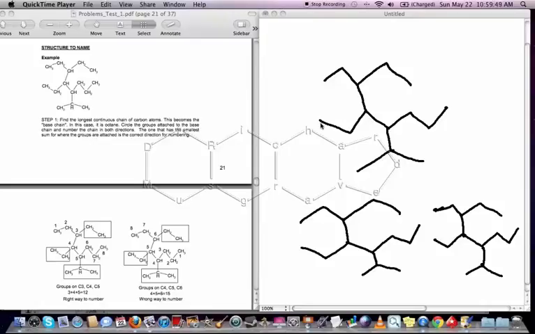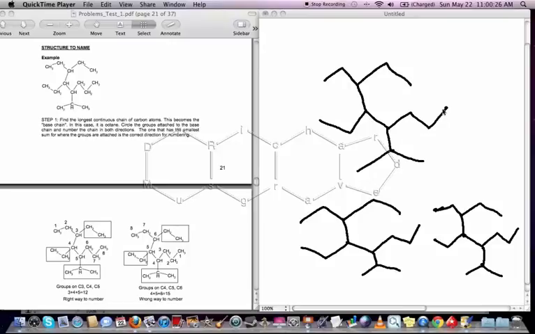And you might have a bright idea and say, okay, here's the base chain: 1, 2, 3, 4, 5, 1, 2, 3, 4, 5, 6, 7. But 7 is not the longest possible base chain you could have. You can't go up here, 1, 2, 3, 1, 2, 3, 4, 5. That's not going to work. So what we've got to do is wind our way through the compound. Maybe start up here, 1, 2, 3, 4, 5, 6, 7, 8. And that will be the longest possible chain we can have.